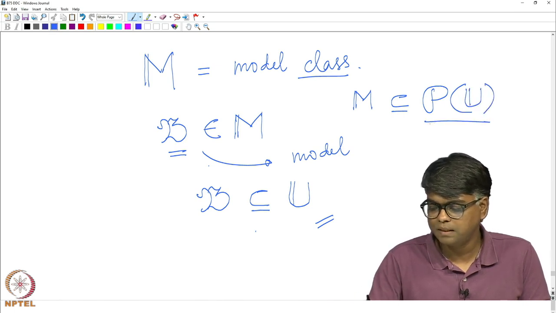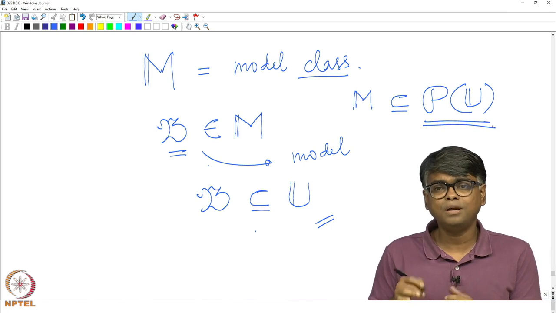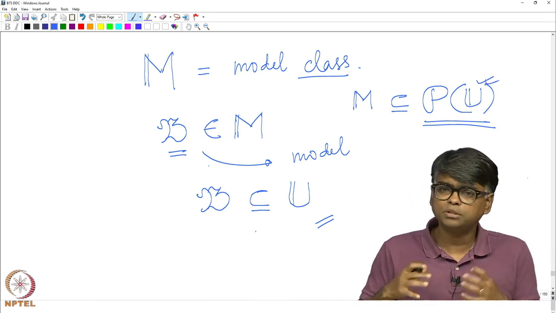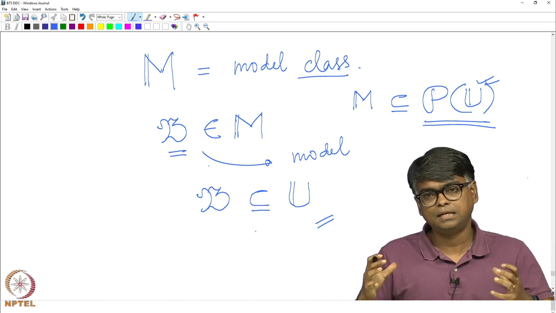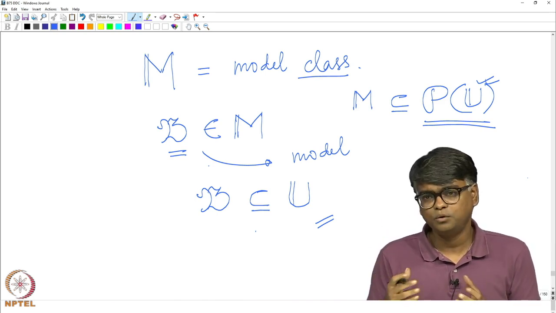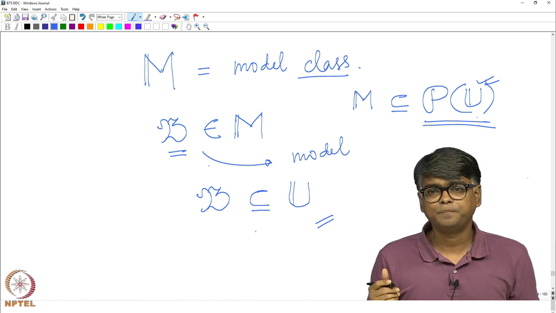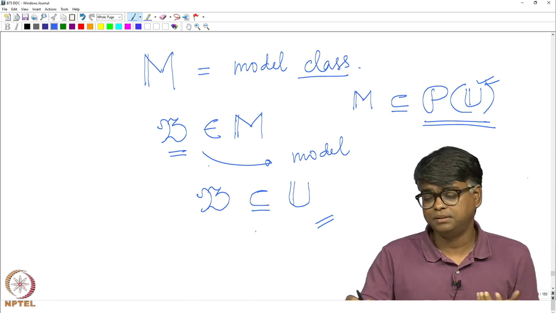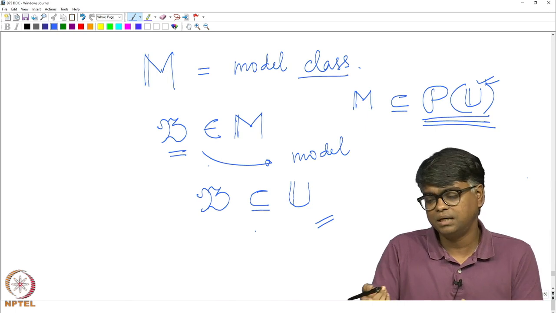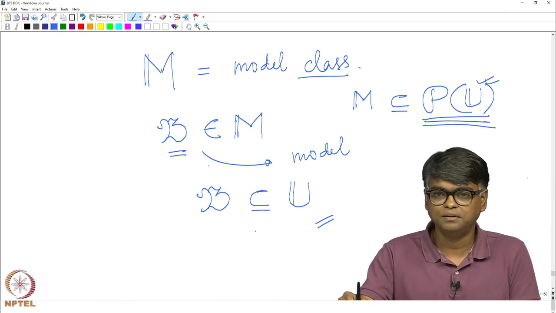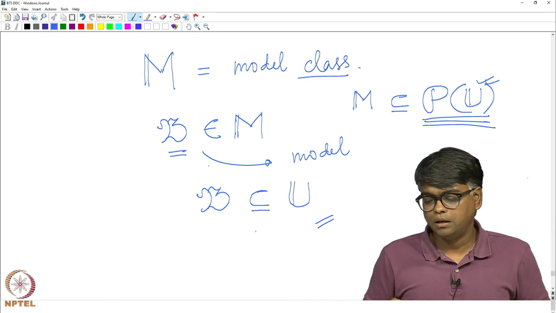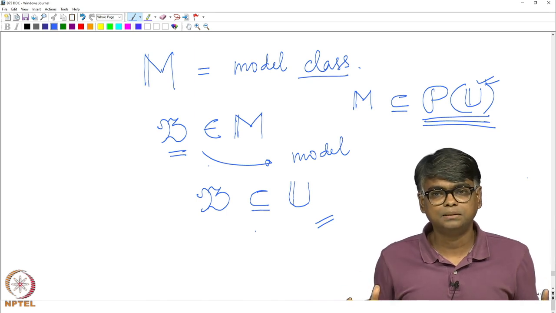What is the power set? The power set is the collection of all subsets of a given set. Look at U, consider all possible subsets of U and collect them, that is the power set of U. Why is it called power set? Because if it is a finite set, then the cardinality of this power set is 2 to the power the cardinality of the set in the argument. That is why it is called the power set. But in any case, the power set is the collection of all subsets.